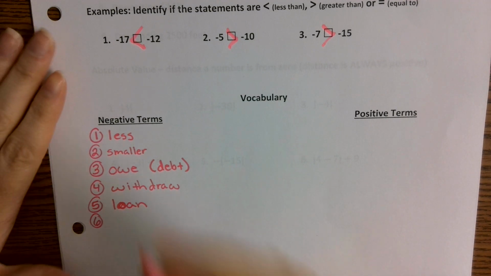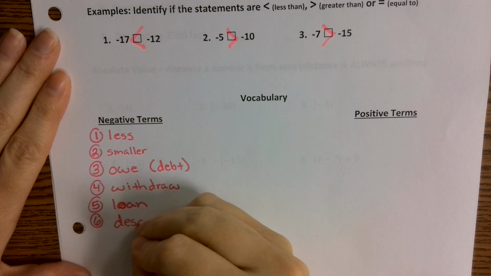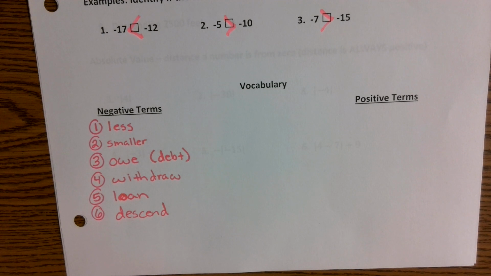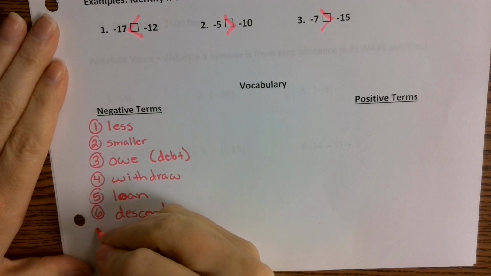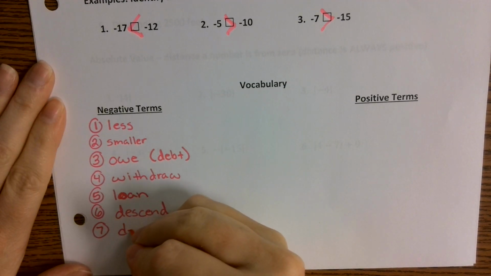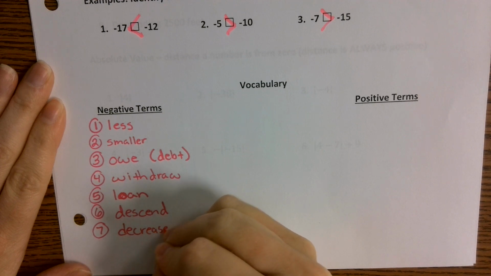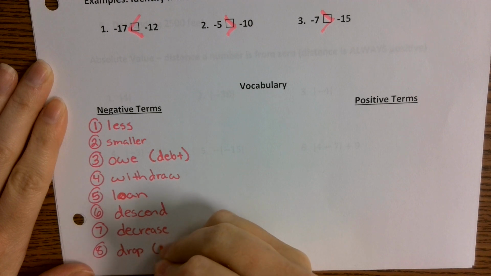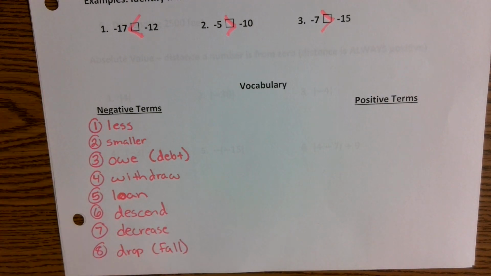Your descent. So if you descend, we use that quite often in math when we're talking about a value. If we're descending in a plane, or going to descend in a building, meaning we're going to go downstairs, or the elevator descends. Okay, see, these are negative terminologies. Decrease, a drop, a fall. These are all terms that we can use to indicate negative values.